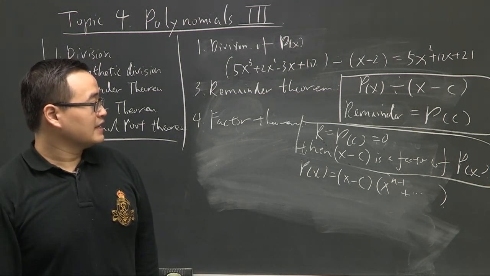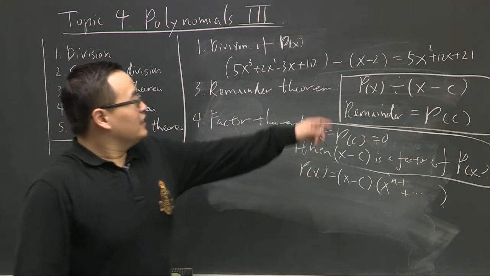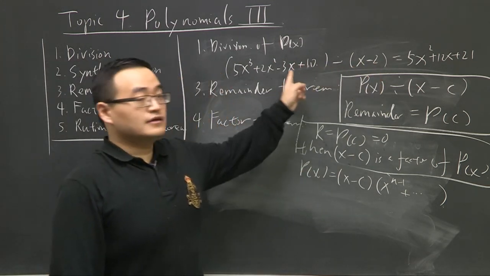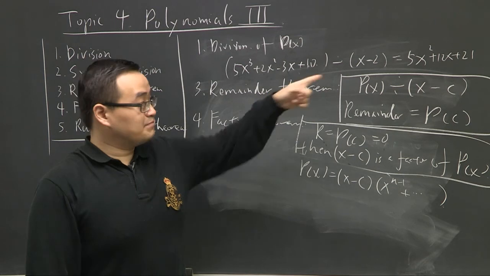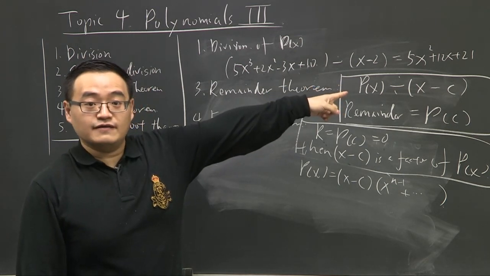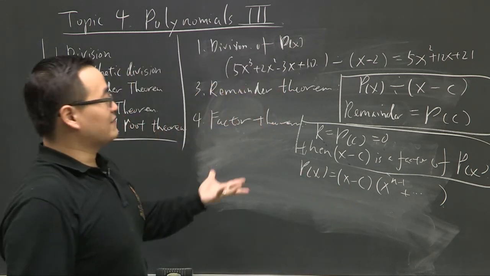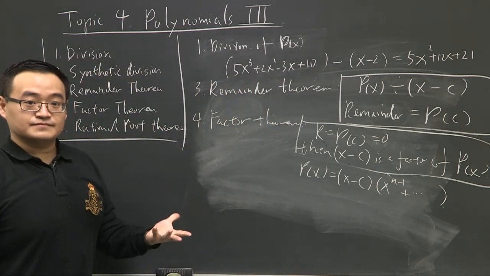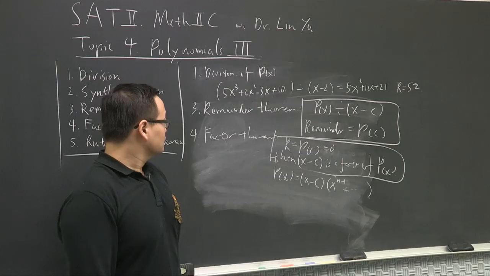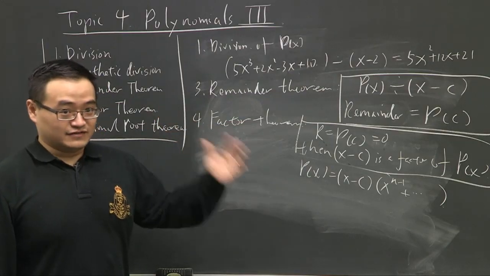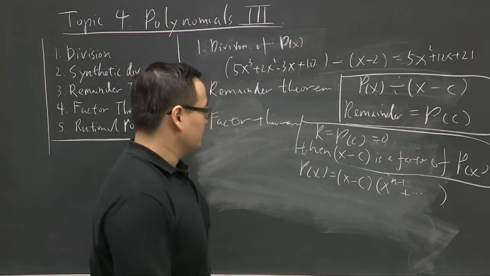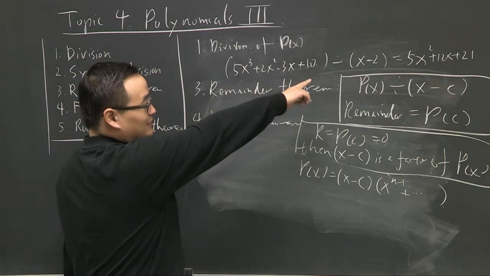Okay? Now, here's my question. Is x minus 2 a factor for this guy? No. Why not? Because you get a remainder, which is what? 52, right? So x minus 2 is not a factor. Okay? So, how does this work? Let's take a look at an example, right?